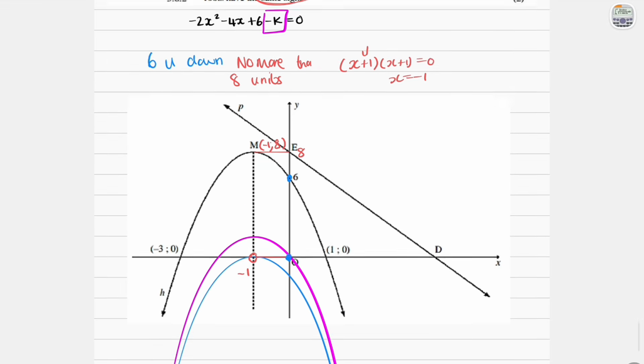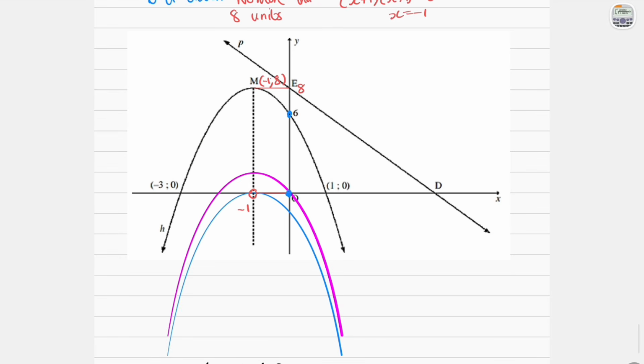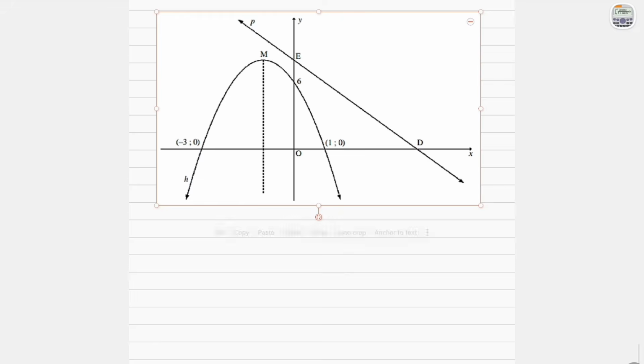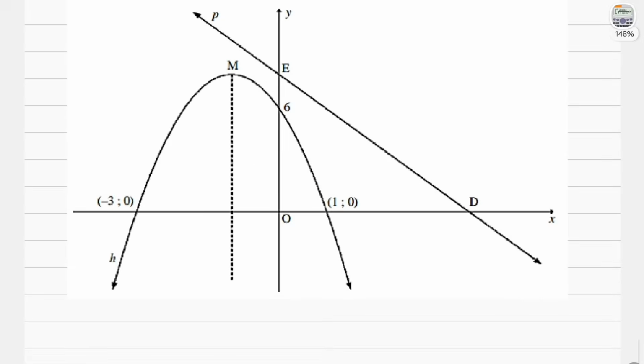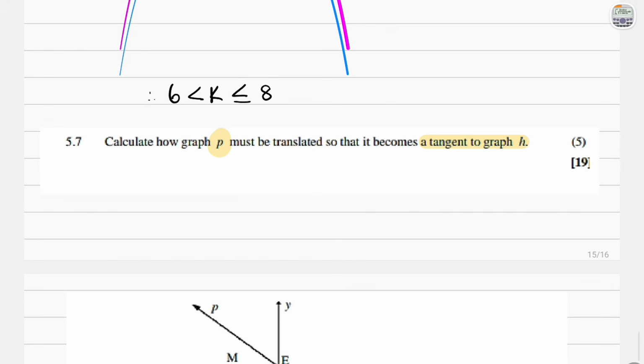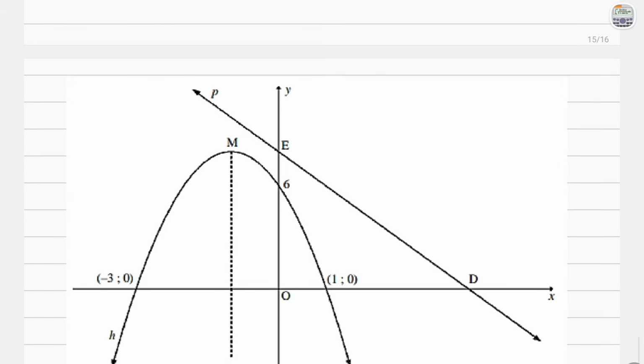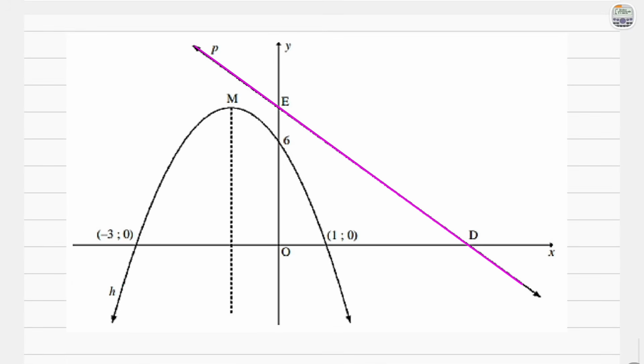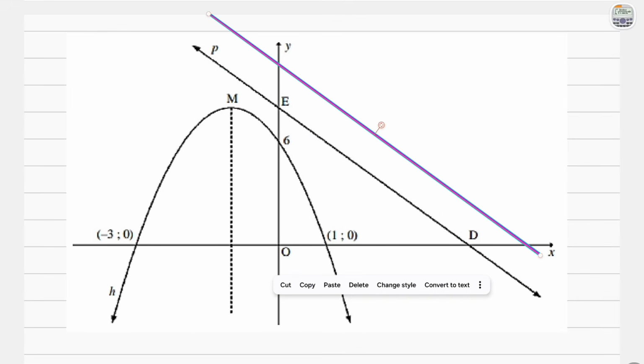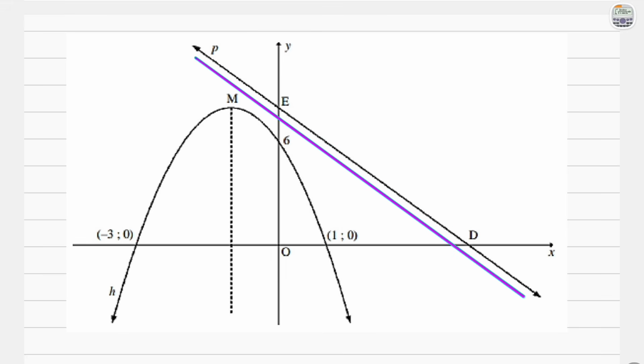So let's think about this. We have the graph of H and we have the graph of P. What they're saying is, tell us exactly how P should be moved so that it becomes a tangent to this graph. A tangent is a line that touches a curve at one point only. Clearly, if you move it up, it's never going to touch this parabola. So how should it be moved? Clearly down, but by how many units?